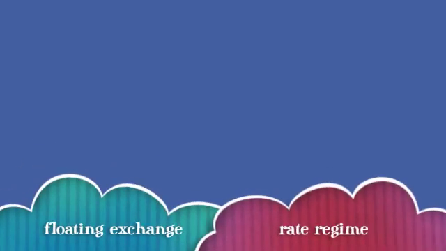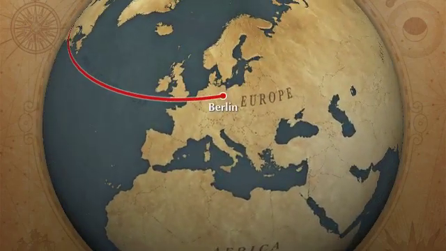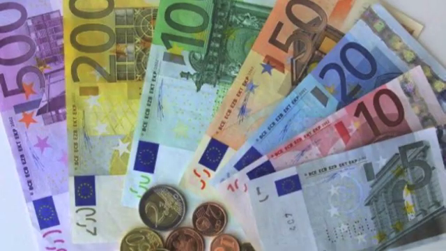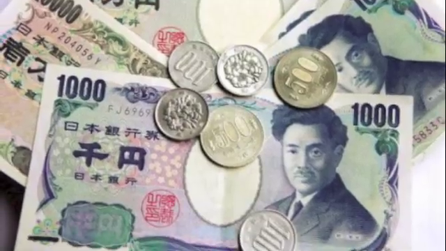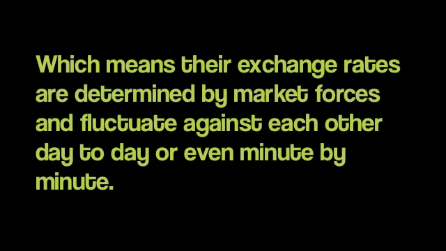floating exchange rate regime. The world's major trading currencies are the US dollar, the European Union's euro, the Japanese yen, and the British pound. They are all free to float against each other, which means their exchange rates are determined by market forces and fluctuate against each other day to day or even minute by minute.